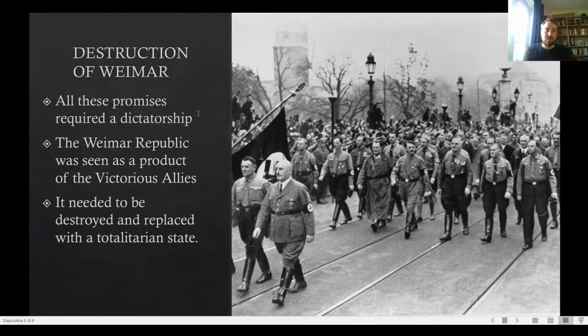Now, the Weimar Republic, which was the democratic republic that replaced the German Empire after the war, was seen as decadent, weak, ineffective, as a system put in place by the enemies of Germany. This is in the mind of the Nazis, like Britain and France, for example. According to the Nazis, it needed to be destroyed and replaced with a totalitarian dictatorship. So, those were the facts, more or less.